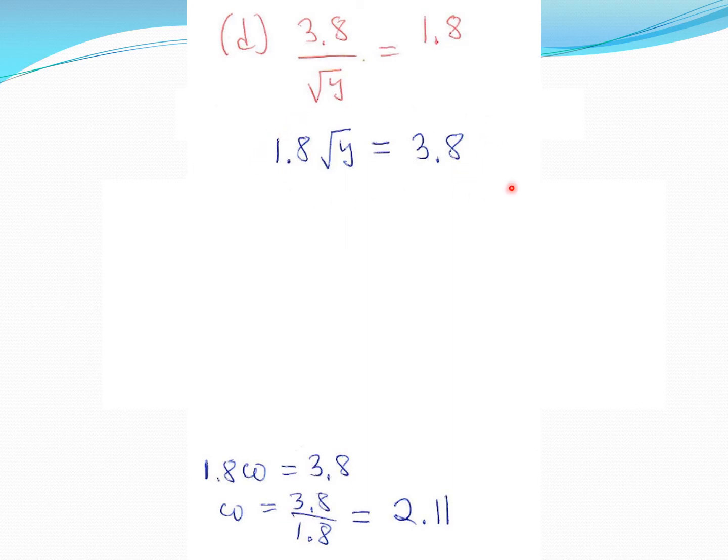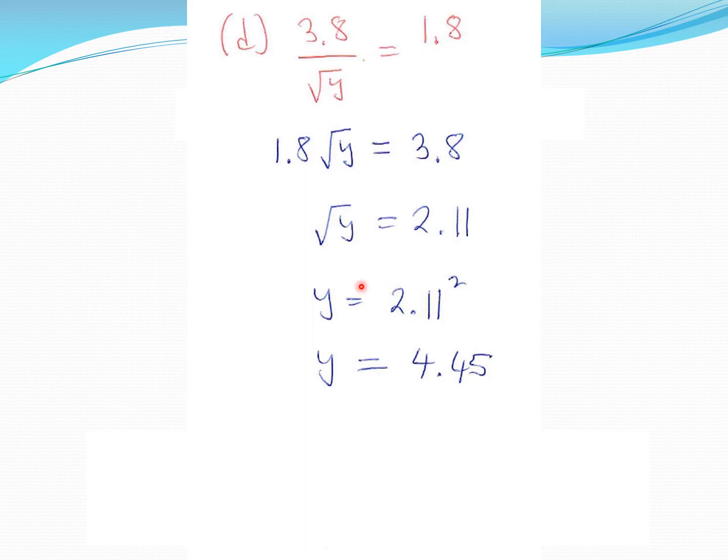Now, if we recall from an algebra technique that we had as well, if we just come down to this example for a minute, supposing we had 1.8 times w equals 3.8. So imagine w to replace the square root of y. So if you're solving this equation here, remember what we did to find w. 1.8w is 3.8. W equals 3.8 divided by 1.8, and that's equal to 2.11. So likewise up here, to find the square root of y, we divide both sides by 1.8.